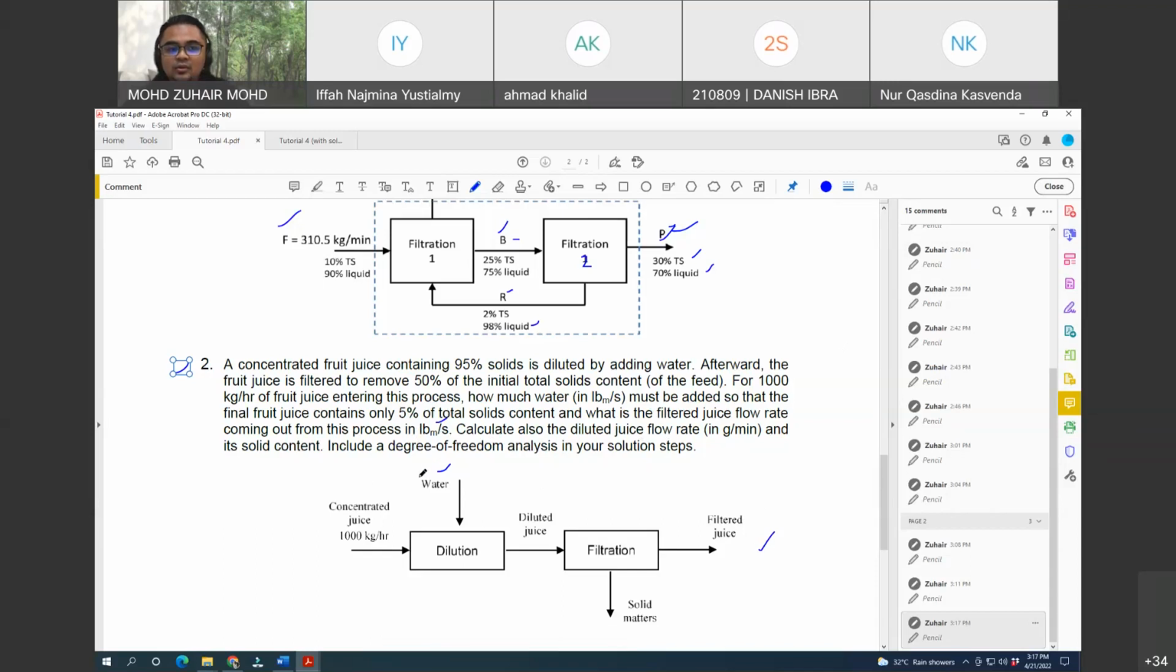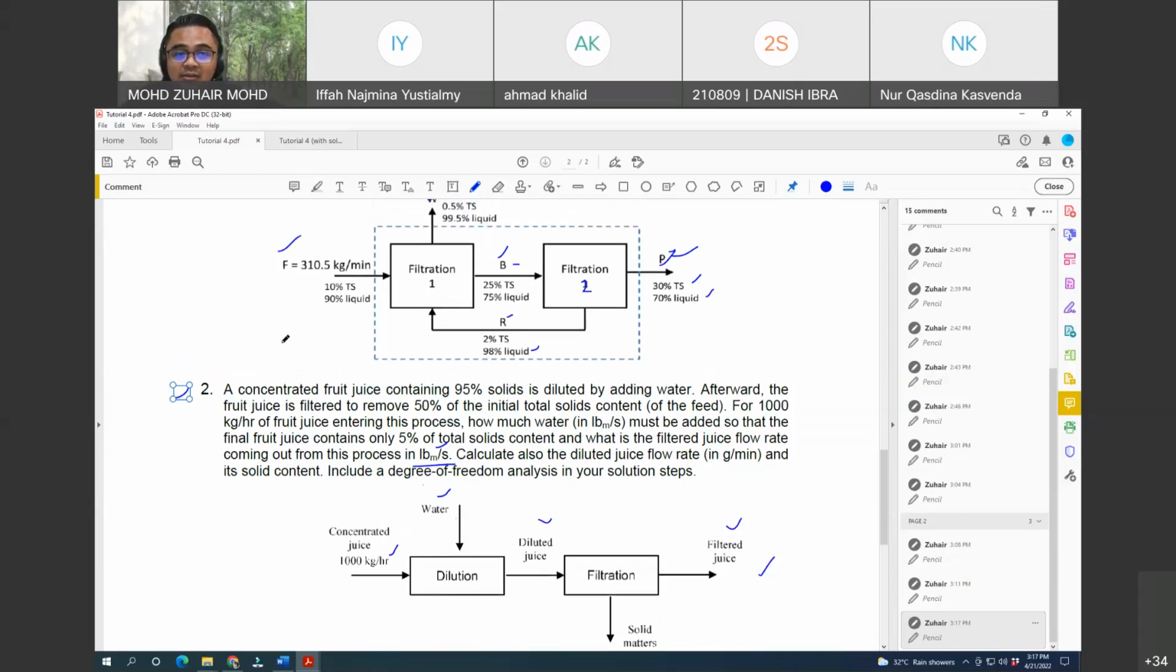Okay, so it's given to you in kg per hour. At the end, they want you to solve it in pounds per second. Calculate also the diluted juice flow rate, what is the flow rate here, and its solid content. Include a degree of freedom analysis in the solution steps. Okay, for question 2, the diagram has already been provided, but it's not complete. So I would encourage you, if you get something like this, please redraw the block diagram and include all the information.